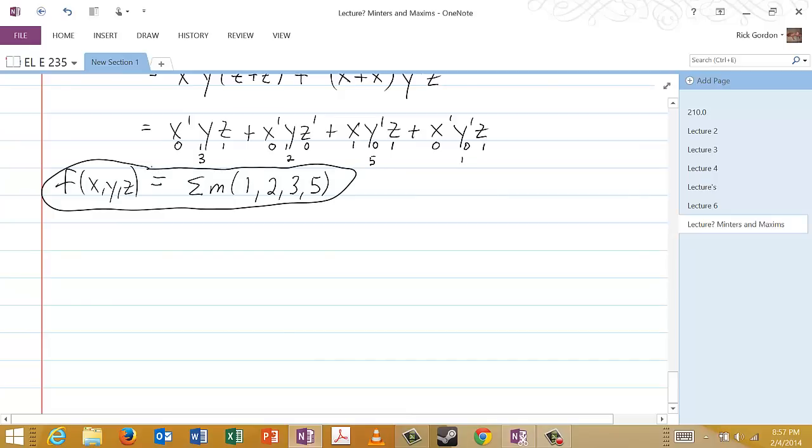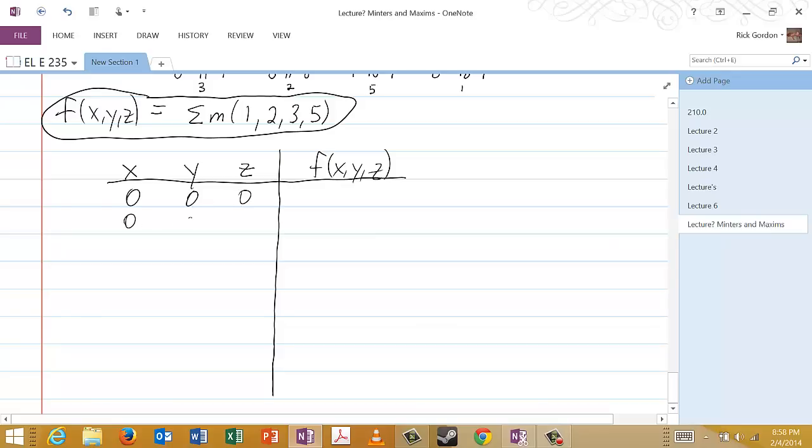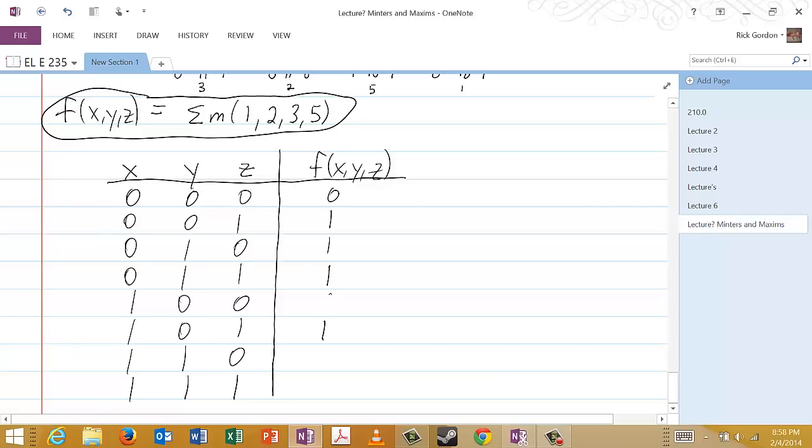And so now that we have found the minterm expression for f, we can easily get the truth table. So we have minterm 1, 2, 3, and 5, and therefore we put a 1 in the rows corresponding to the binary numbers 1, 2, 3, and 5, and all the other rows will get 0, and that is it. That's the truth table for f.